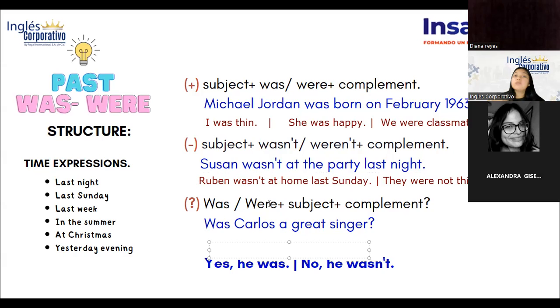Okay. So now we also have was and were. Okay. Empezamos con los auxiliares porque es una pregunta. Toda la vida, okay, hay que acostumbrarnos a que las preguntas siempre tienen que comenzar con un auxiliar. ¿Sí? Entonces tenemos was or were plus the subject and then the complement. Entonces tenemos was Carlos a great singer? ¿Fue o era Carlos un gran cantante? Yes, he was. O no, he wasn't.